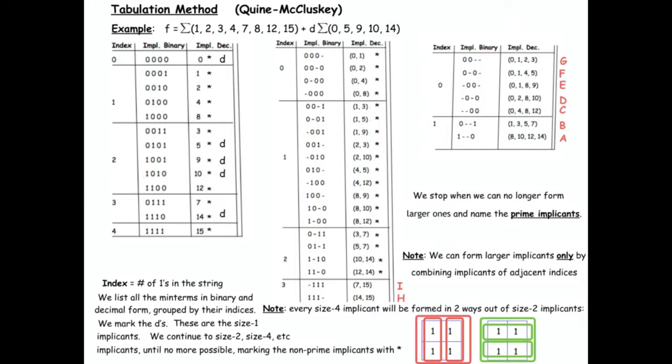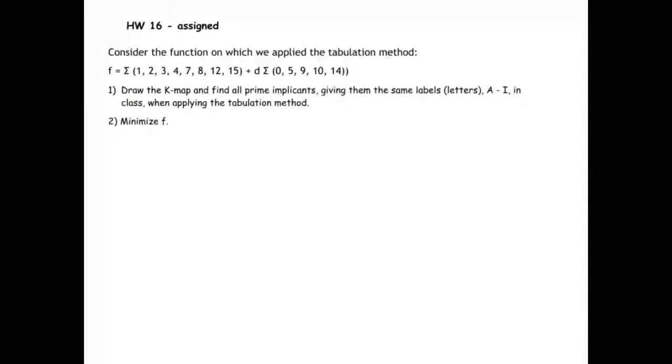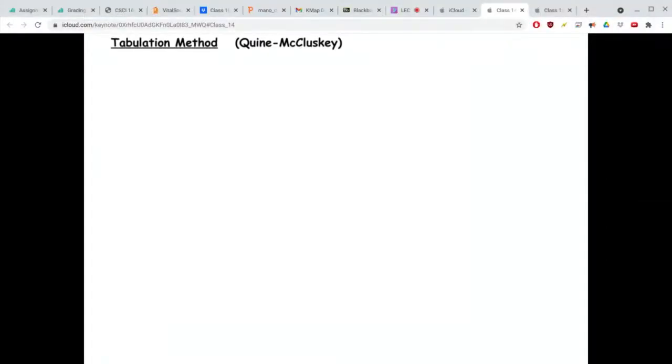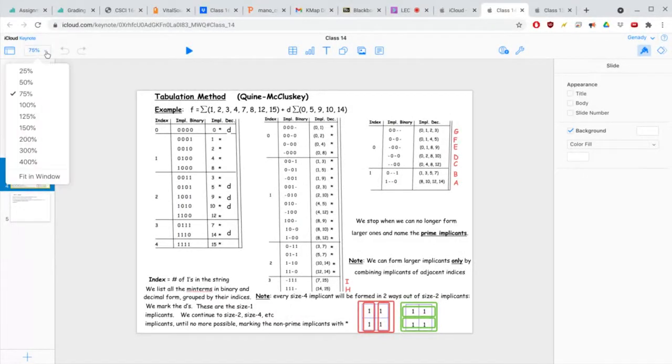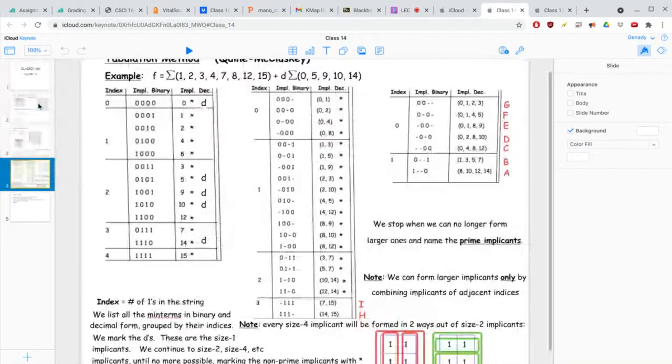Okay. Any questions right now? No? So this was a really long and slow way to get to the point on the K-map where we simply circled a bunch of prime implicants and gave them letter names, right? So that's the result. So I'm going to assign homework, but before I do, let's look at this some more.